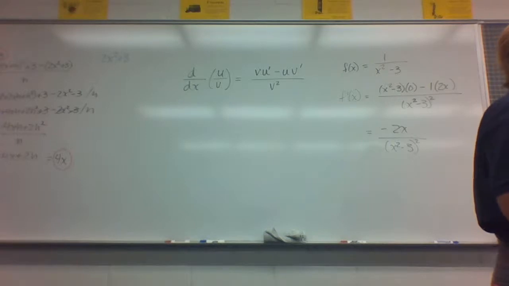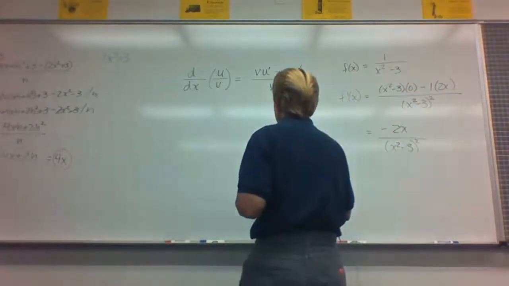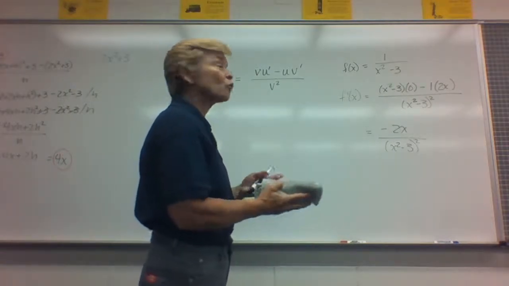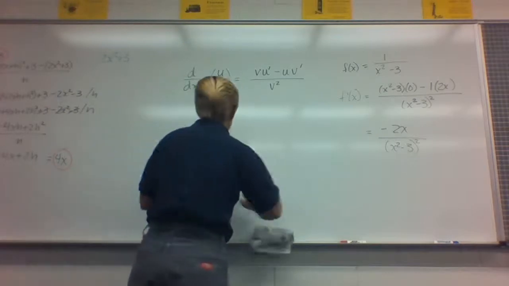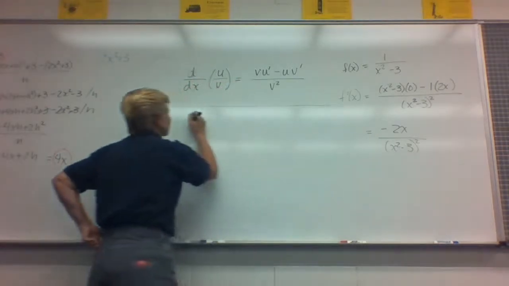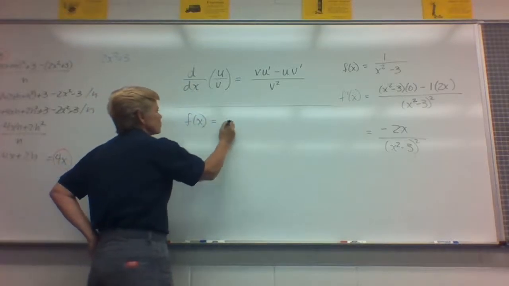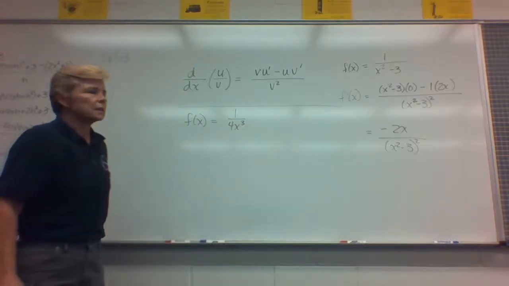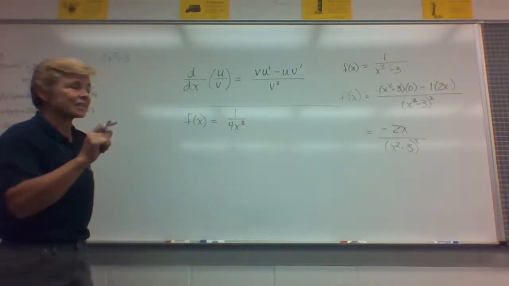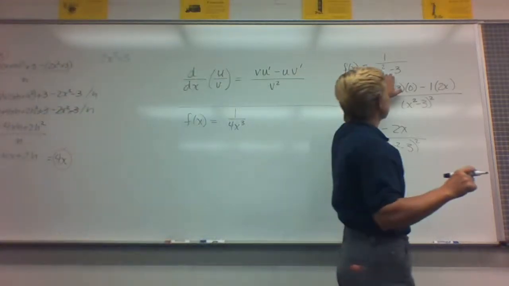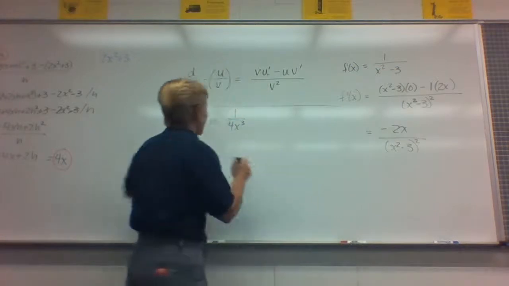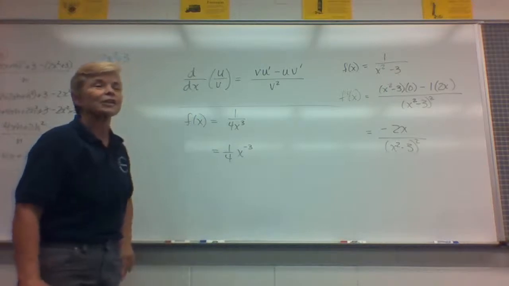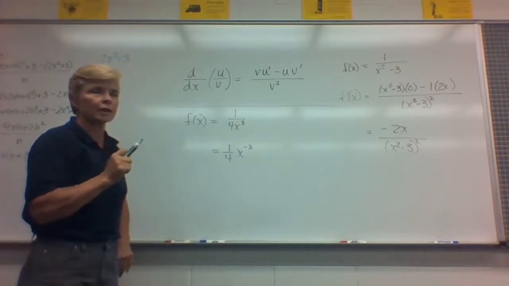Now I want to show you something that can save you some time and grief. When you think the quotient rule should apply, when you don't really have to use it, you can use something faster. Consider this problem: f of x equals 1 over 4x to the third. You might think that requires the quotient rule, but it doesn't, because this isn't two terms. It's a single term, so I can rename it as 1/4 x to the negative 3 and use the power rule. That's always nicer when you can do that.